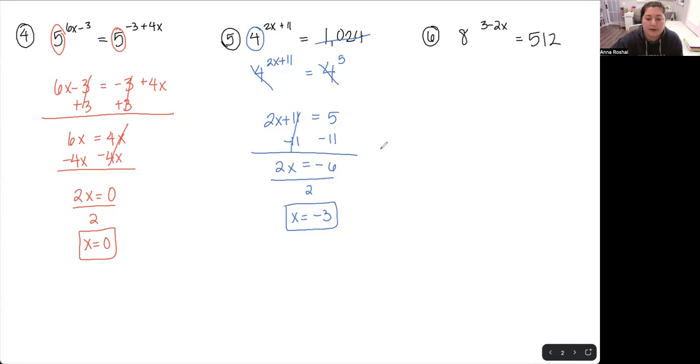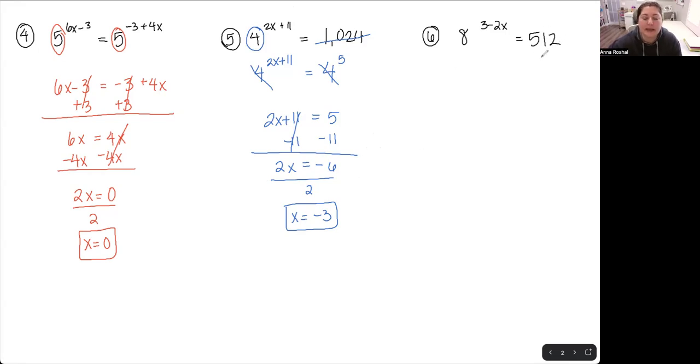At this point, it would probably be a good idea to go in and check this. So I'm going to have negative 3 times 2 is negative 6. Negative 6 plus 11 is 5. So that works out. It checks out, no problem.